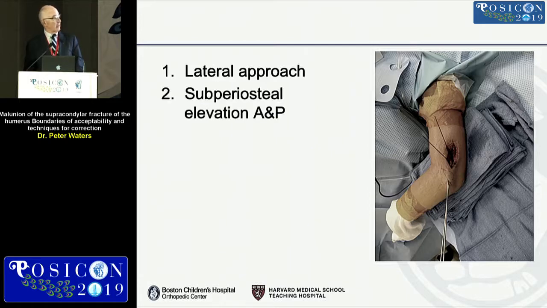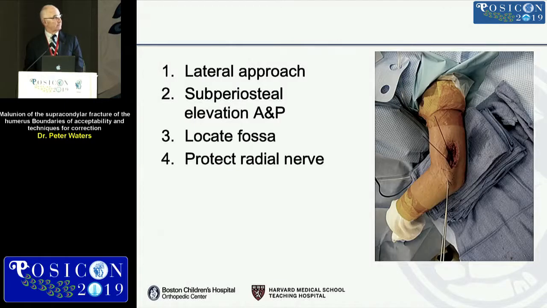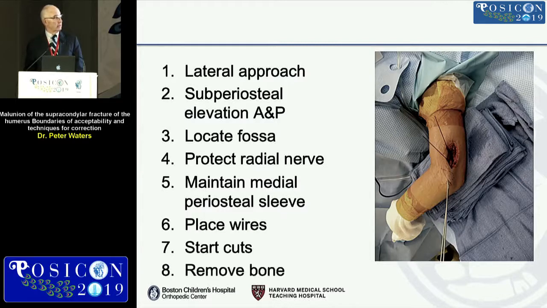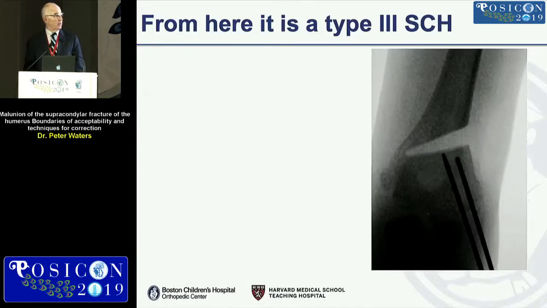You're going to come on this lateral approach, subperiosteal dissection anterior and posteriorly to protect your neurovascular bundles. Locate the fossa, which is critical. Protect the radial nerve above in terms of your exposure. And then maintain that medial periosteal sleeve. It's your friend. Place your wires in place and make your saw cuts. And then remove the bone. We talk about it being really an 8 to 9 step operation. The last middle part of your bone you take out with a rongeur.